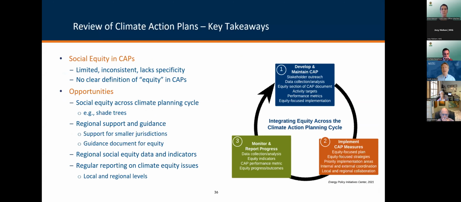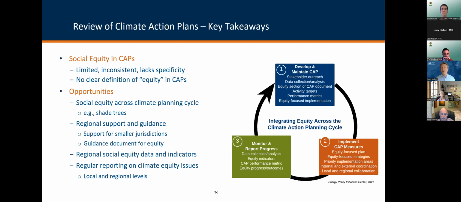We also conducted a preliminary analysis of social equity in climate action plans. In general, we found that the integration of social equity is limited, inconsistent, and lacks specificity. And there's no standard definition of equity in climate action plans. So there are several key findings in this regard, several opportunities. One is an opportunity to include social equity across the entire climate action planning cycle.